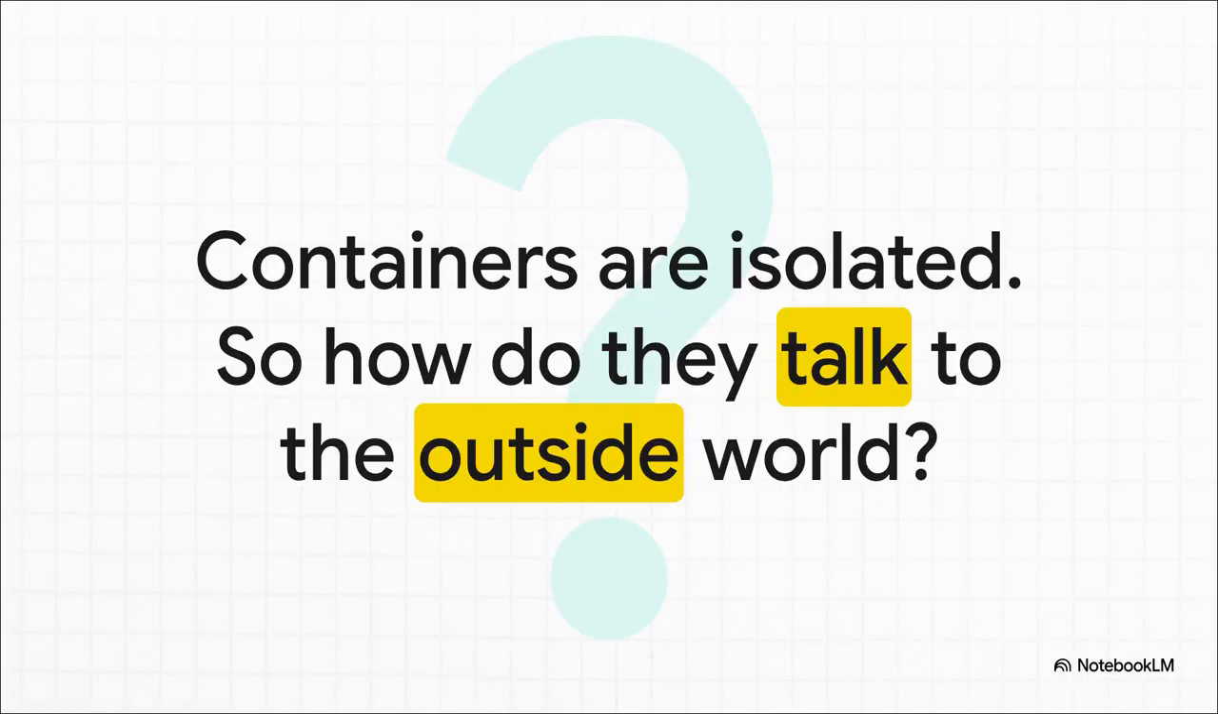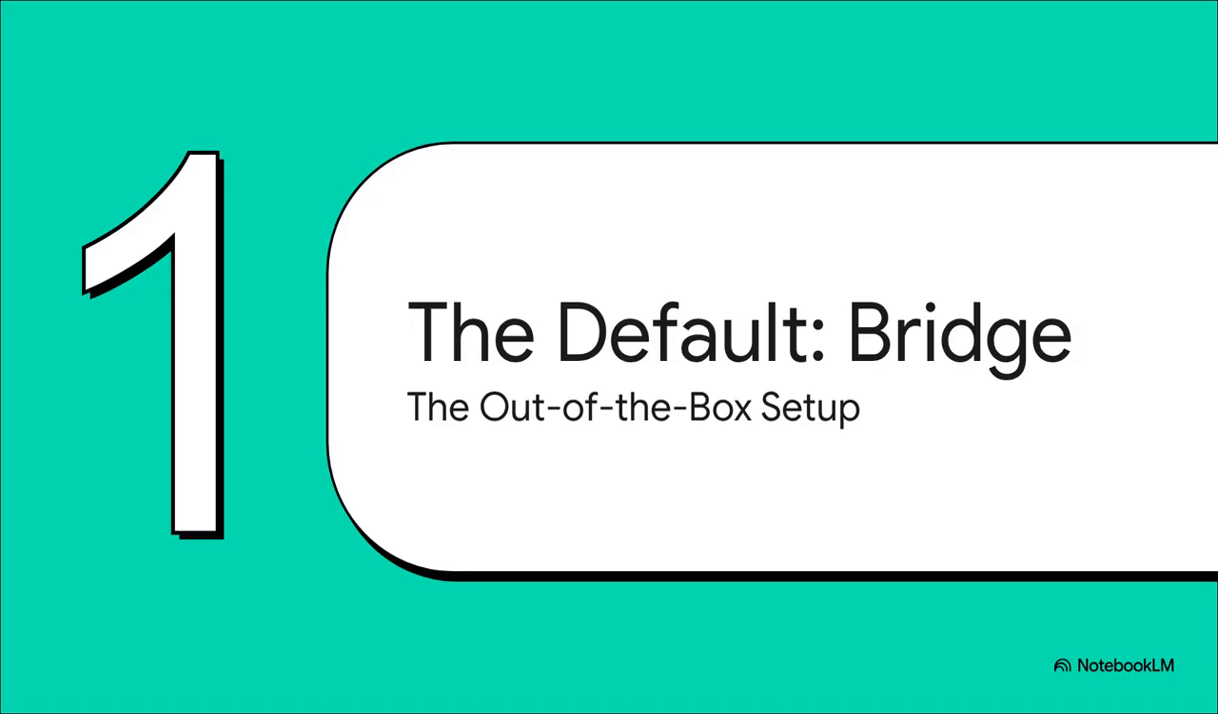And this really is the core of it, right? If a container is its own self-contained universe, how does it ever send or receive a message? The answer is all about Docker's powerful and, yes, sometimes kind of confusing networking drivers. We're going to break them all down one by one. So let's start with the one you've probably been using this whole time without even realizing it, the bridge network.